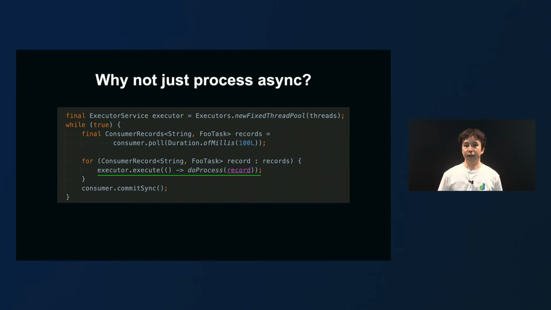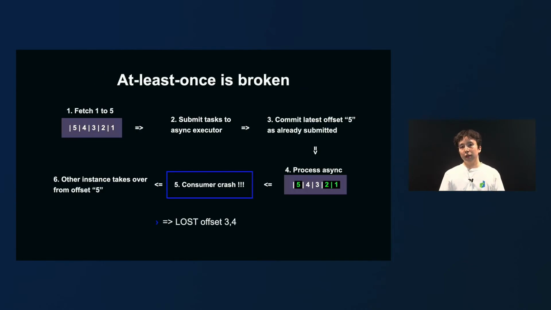So why not process tasks asynchronously? For example, a separate thread pool to process tasks can be generated, and instead of synchronous processing, we can submit this to an executor service and then commit the offset. With this method, the consumer throughput can be improved significantly. But with this simple asynchronous model, reliability of message delivery could be sacrificed.